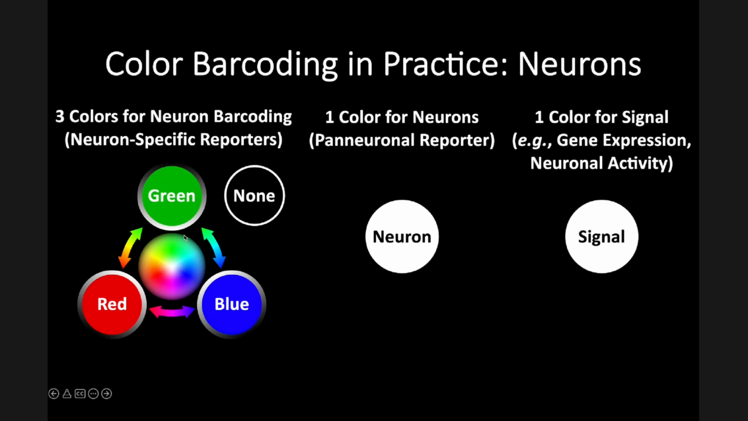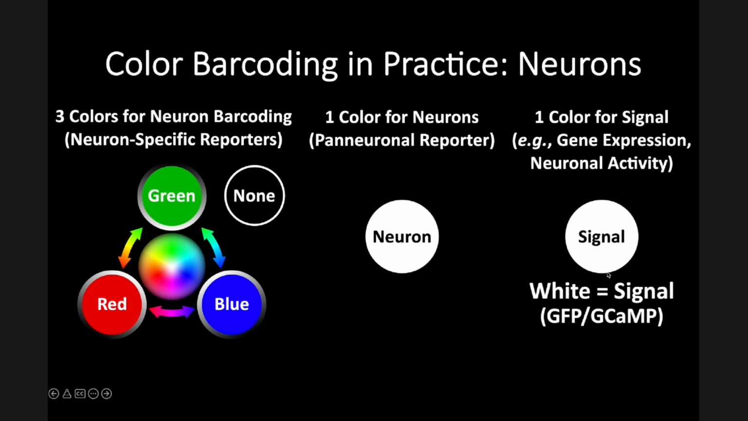So ultimately, this is a 5-color method with 3 colors that are going to give me the red, green, and blue color barcode. A fourth color, which is going to light up all neurons, and then a fifth one, which is a signal, which is going to be GFP or GCaMP, which we cross into the NeuroPAL strain. So it doesn't contain this, it can be crossed to it, and you can see the signal alone.